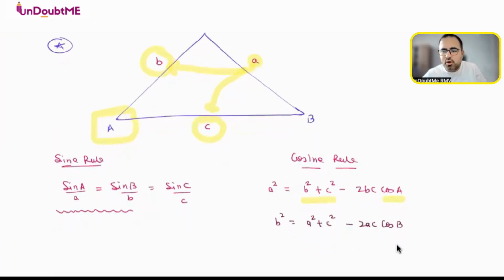Because here we are using cos. That's the only reason. And likewise, we can also write c. So c square will be equal to a square plus b square minus 2ab cos c.